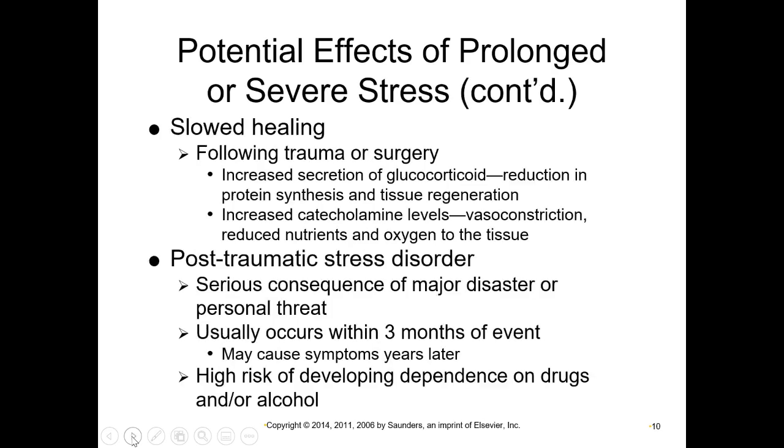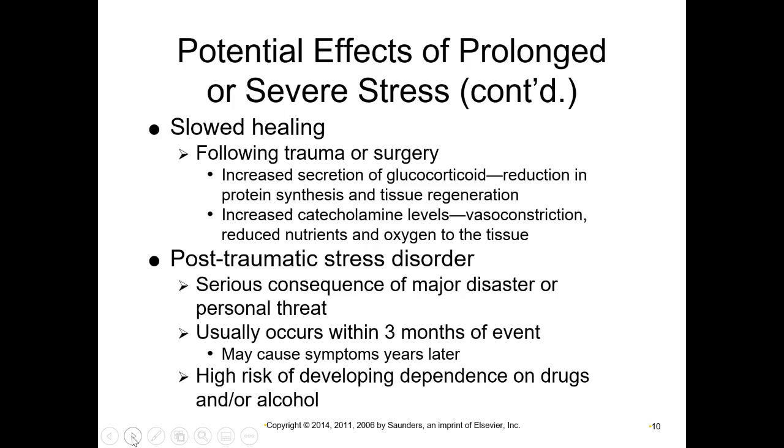Potential effects of prolonged or severe stress: slowed healing after trauma or surgery, especially increased secretion of glucocorticoids, reduction in protein synthesis and tissue regeneration, increased catecholamine levels, vasoconstriction, reduce nutrients and oxygen to the tissues. So vasoconstriction ends up being an issue in prolonged stress.